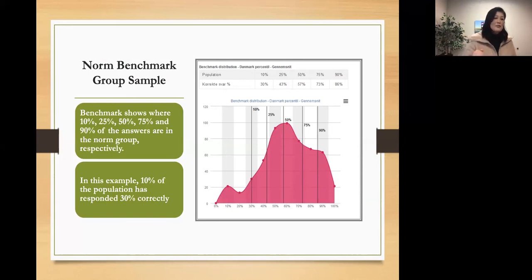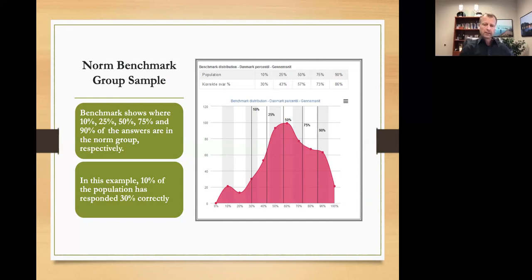Marku had talked a little bit about benchmarking early on. So I presented this example so you could share with our participants what we mean by normative benchmarks. Yeah, and it's very easy to interpret.